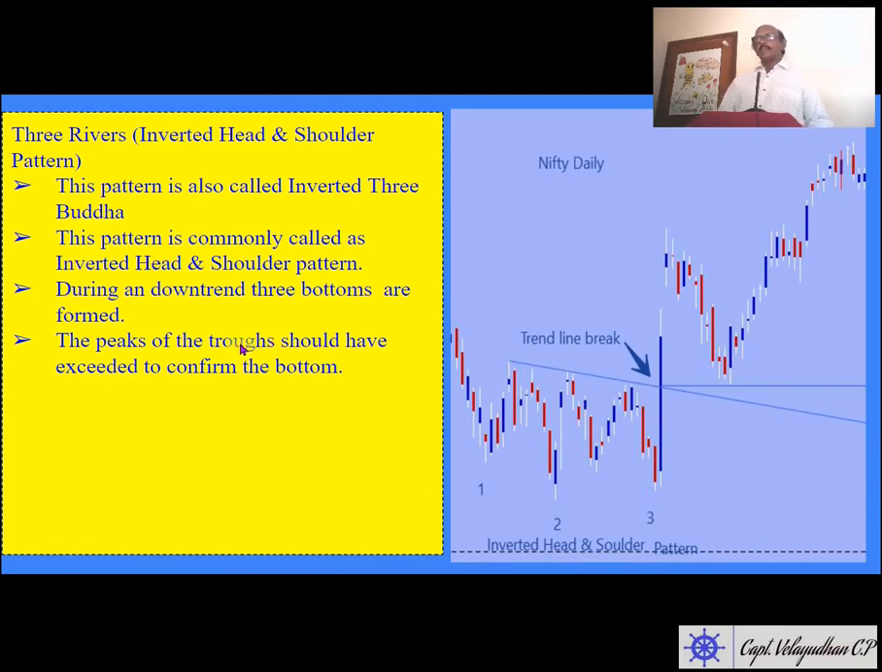Three river bottom is the opposite of three mountain top. It is called the inverted head and shoulder pattern. During a downtrend, the three bottoms are found. This is also an important pattern. We will cover more in technical analysis. You see one bottom formed here, second bottom formed here, third bottom formed here. So this is the head, this is a shoulder, this is another shoulder.